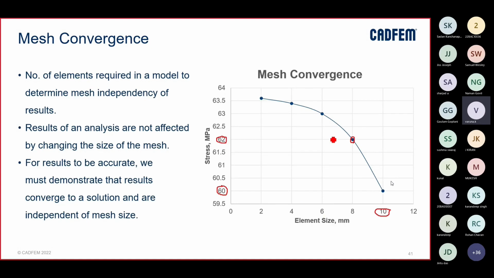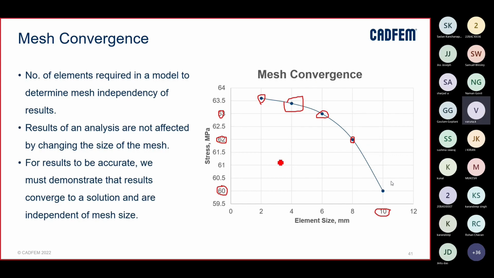Then the stress has changed to 62 MPa. After that I changed the element size to 6 mm. It has changed to 63 MPa. Now I change the element size to 4 mm, then it is around 63.4. When I change the element size to 2 mm, it is 63.6. You can see here there is no drastic change from one result to the other.